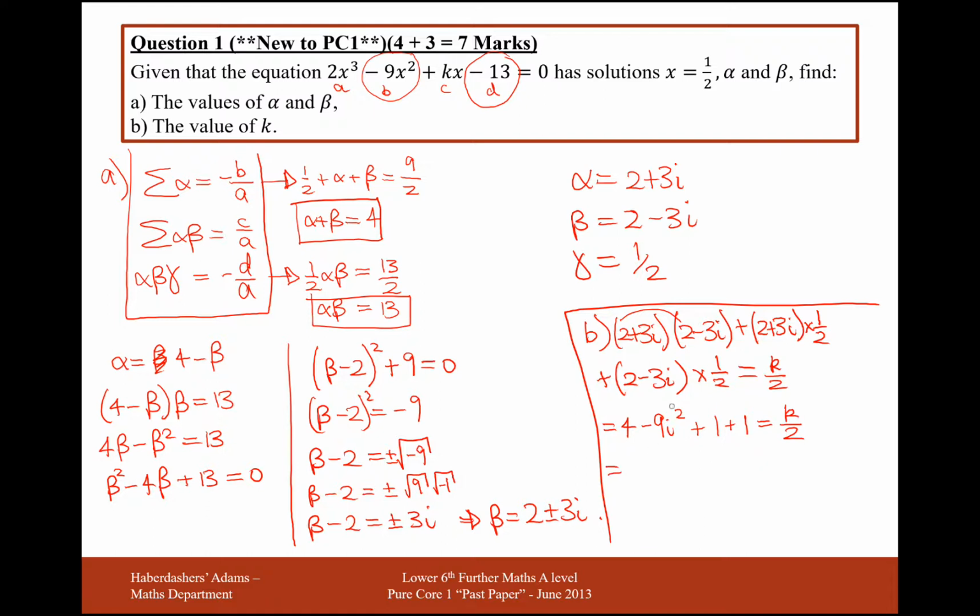Now, what happens here is I've got a minus 9i squared. Remember, if i is the square root of minus 1, then i squared is going to be minus 1 itself. So minus 9 times minus 1 is 9. So 9 plus the 4 is 13, plus 2 extra ones, that will get me to 15. So 15 equals k over 2. So k must therefore be 30. Excellent, 3 marks for that, 7 marks in total.